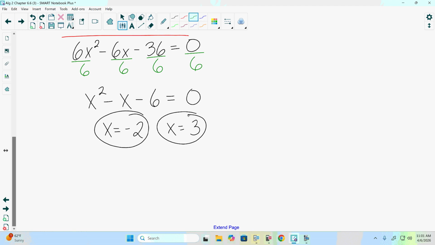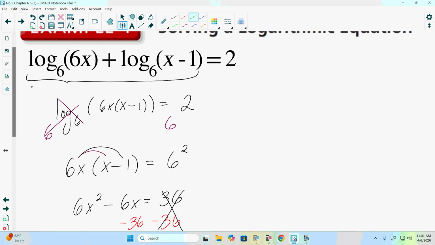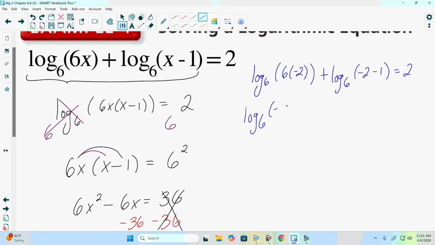Questions on this here? Which of these two values do we think will not work? Probably -2. 3 is probably going to be the one that works. Log base 6 of 6 times -2 plus log base 6 of -2 minus 1. Because here I'd get log base 6 of -12. Really, at this point, we can say we're done. This is not going to work. Because I cannot take a logarithm of a negative number. I cannot have -12 inside the log.